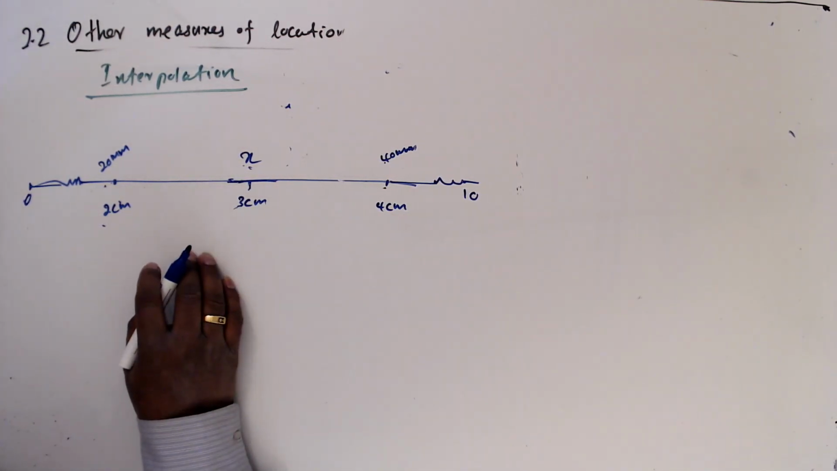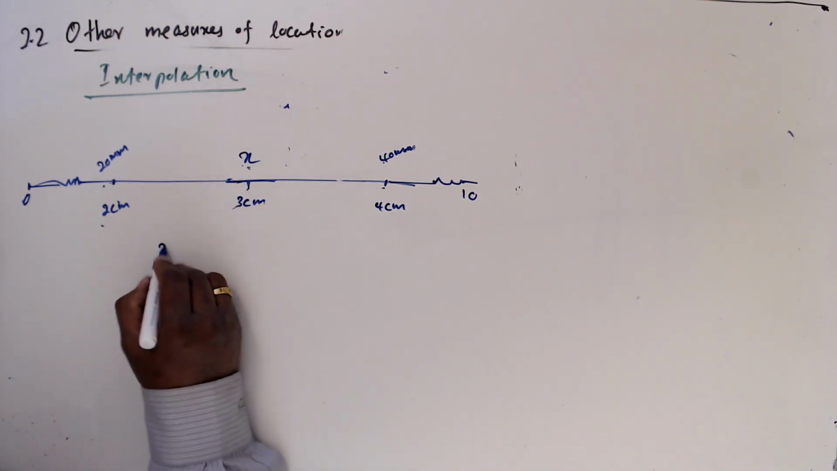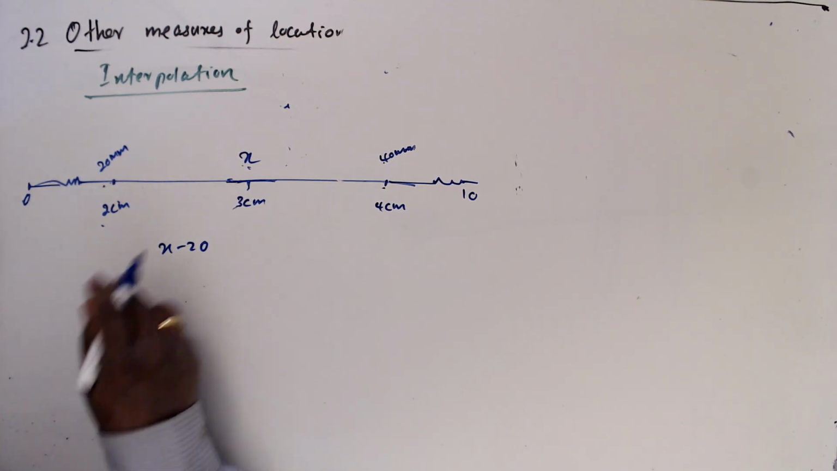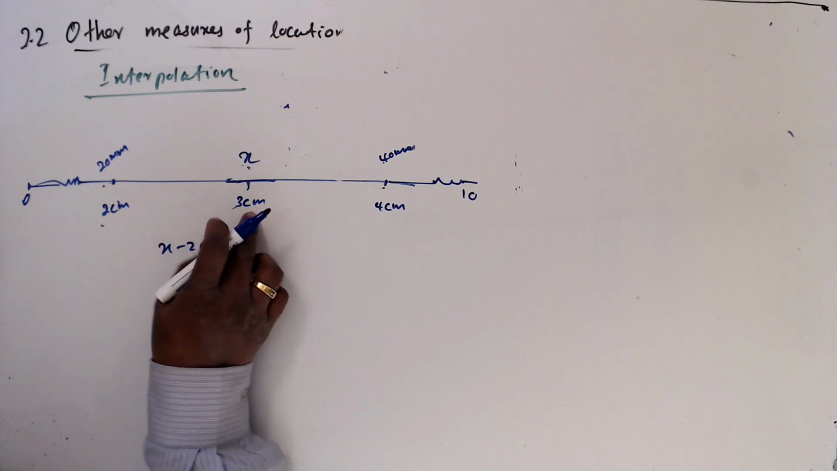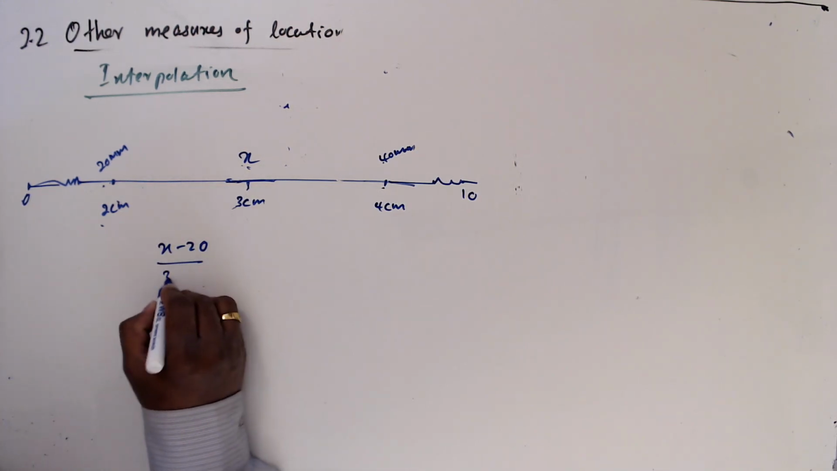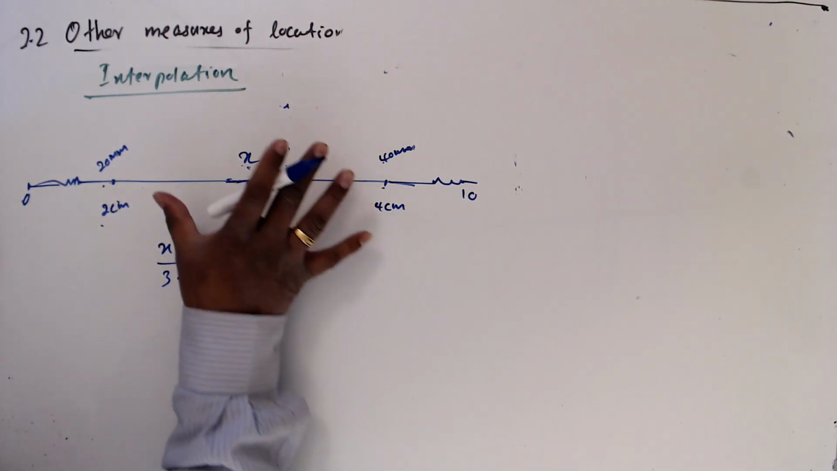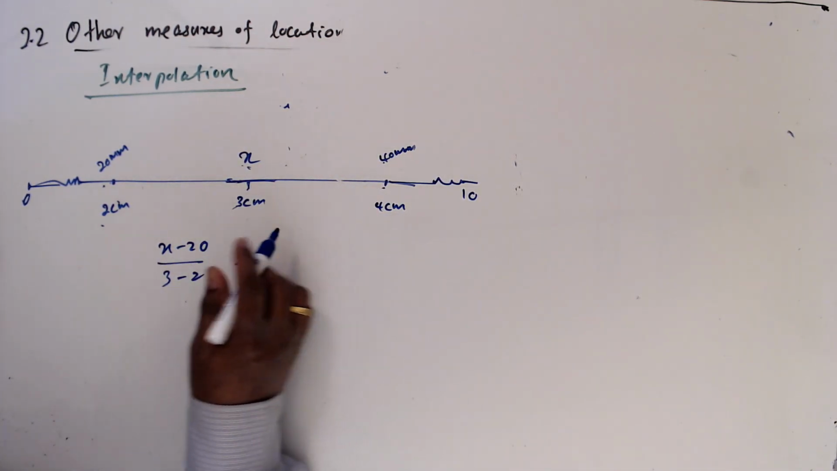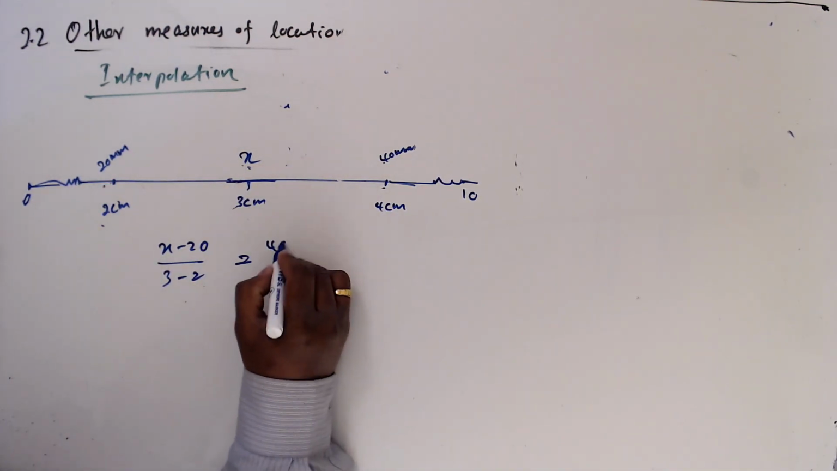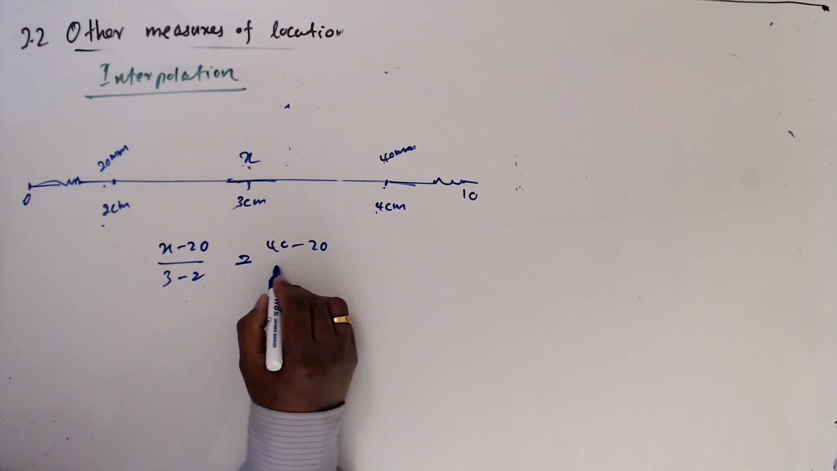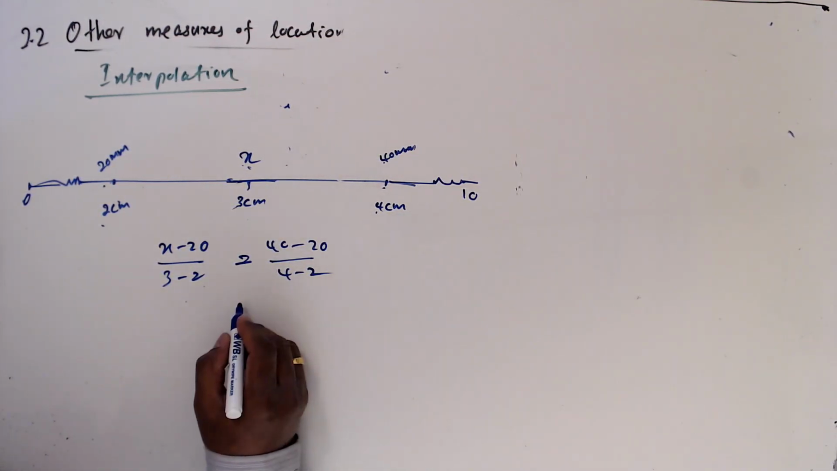Now, assume you have this setup. You want to find x. What do you do? Simply you take x minus 20. If you take x minus 20, then take the same one on the other side, 3 minus 2, equal, then take the big length. So you select the top one, which is from the top scale, right? So 40 minus 20, then 4 minus 2. So then still you get the answer.